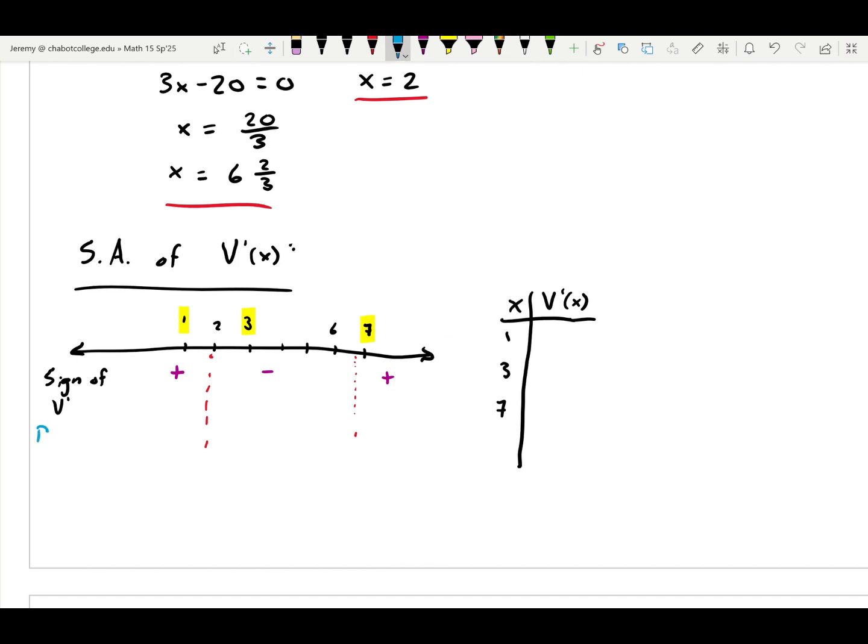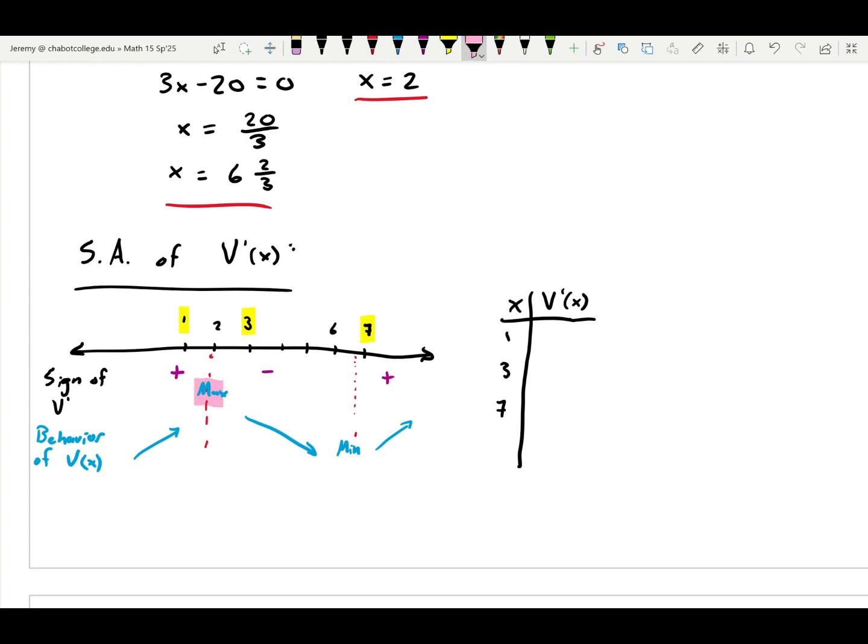So the behavior of v of x, our function that we're really interested in, goes from increasing to decreasing through this interval from 2 to 6 2/3, and then it increases again to the right of 6 2/3. That shows that we have a local maximum at x equals 2, and we have a local minimum at x equals 6 2/3.